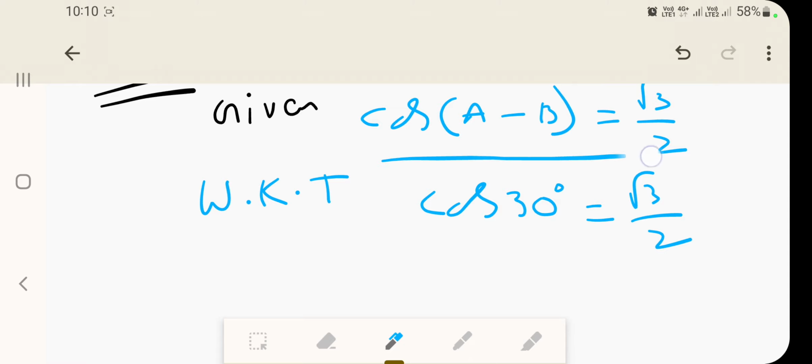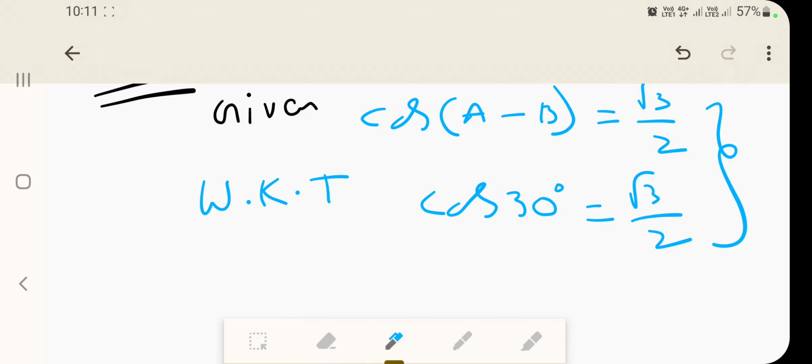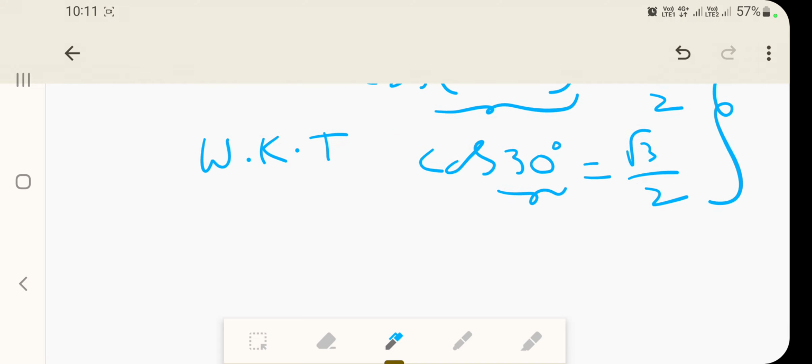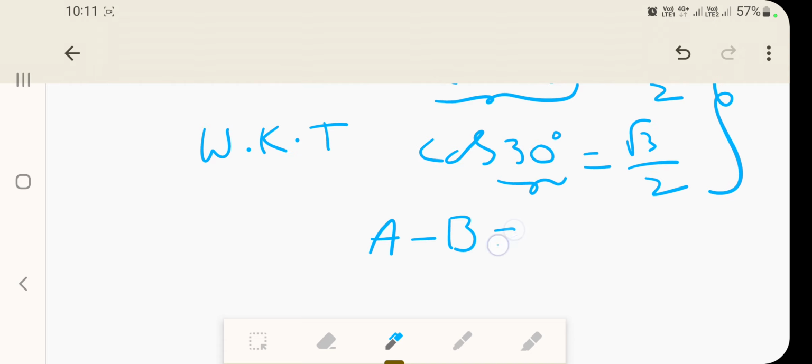If you observe these two, this is cos A minus B equal to root 3 by 2 and cos 30 is root 3 by 2. Both right hand sides are root 3 by 2, so we can equate the angle A minus B with 30 degrees. That means A minus B is equal to 30 degrees. We can take this as equation number 1.